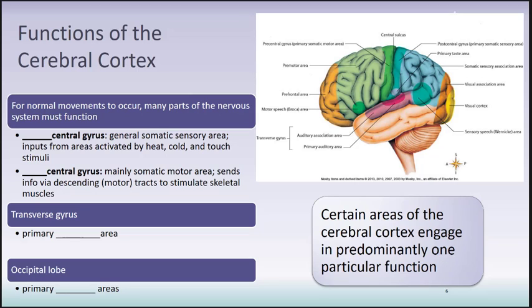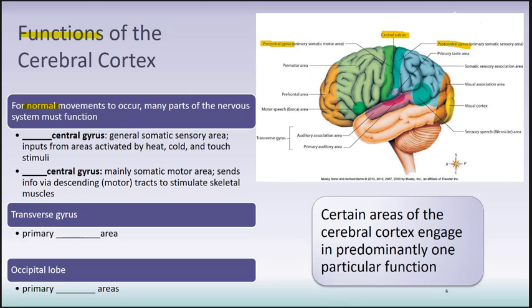Continuing on with the cerebral cortex, we're now looking at functions. In order for normal body movements to occur, we need to have many different parts of our nervous system functioning and working together. 2 structures I'd like to point out on this image here are the precentral gyrus and the postcentral gyrus. So post being behind, pre being before the central sulcus. So we could say it's a convolution found just posterior to the central sulcus and a convolution found just anterior to it, hence the names pre and post.